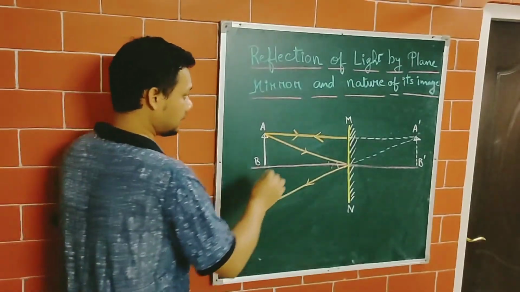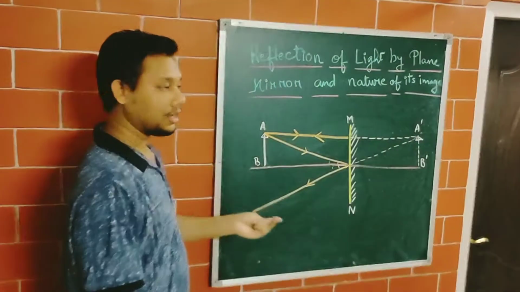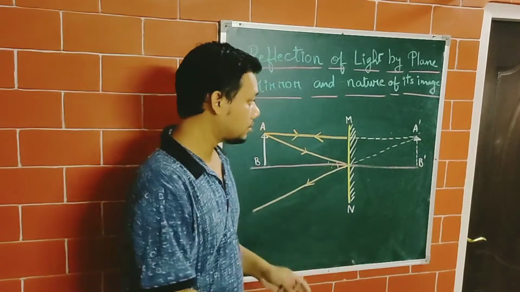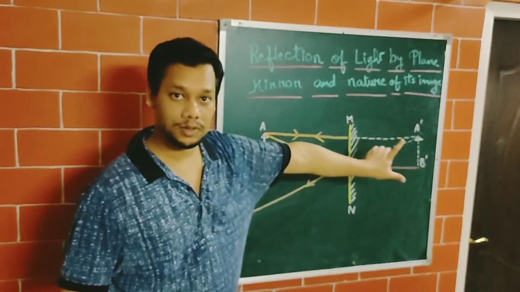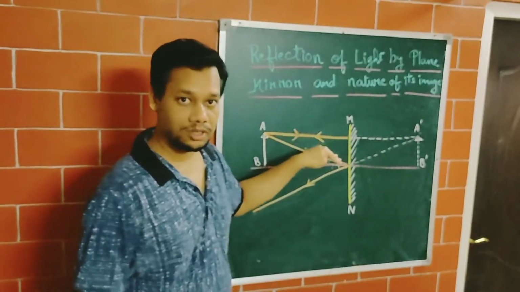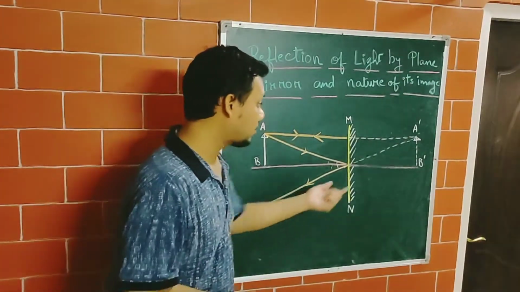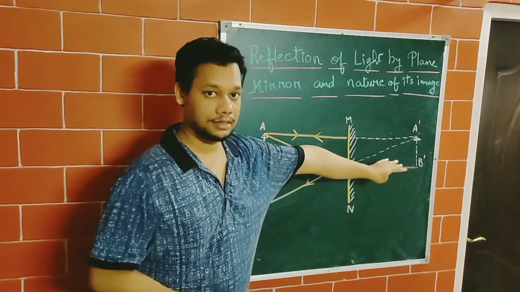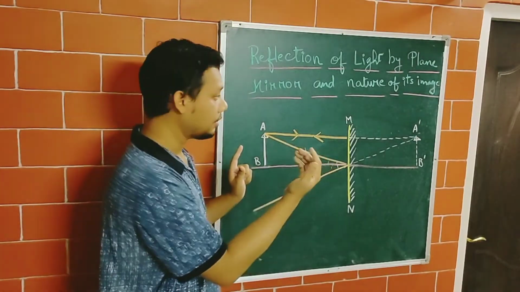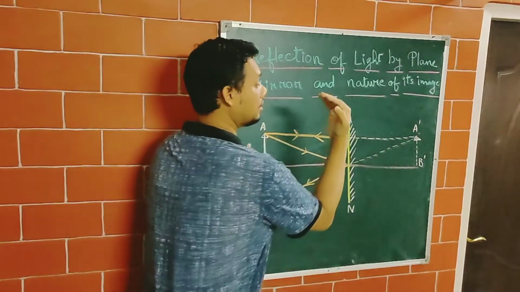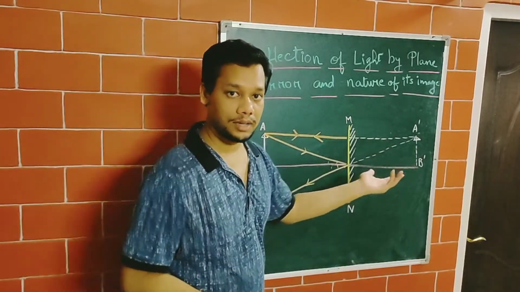But if we produce them backward, they will definitely meet behind the mirror. So here the image will form. This type of image is called a virtual image because the rays are not actually intersecting each other, but we have produced the rays backward so that they can intersect. So from this point I will see an image, and it will appear as if it is behind the mirror. This is the nature of the image formed by a plane mirror.